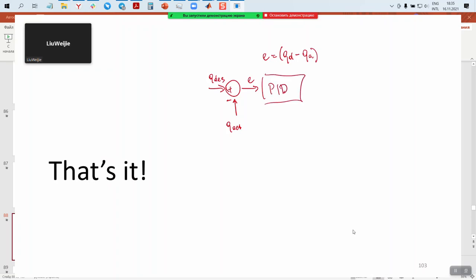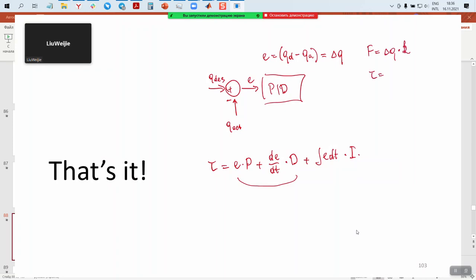Yes. But what is the equation for the PID? The force equals the error times the proportional coefficient, plus the time derivative of the error times the D component, plus the integral times the I component. You can think of E like delta Q, like deflection. Do you remember the equation for a spring? The force will be delta Q times the coefficient of stiffness. The same for the revolute rotational spring as well. It will be the same.